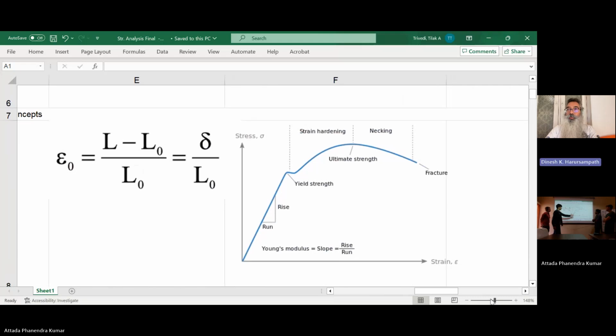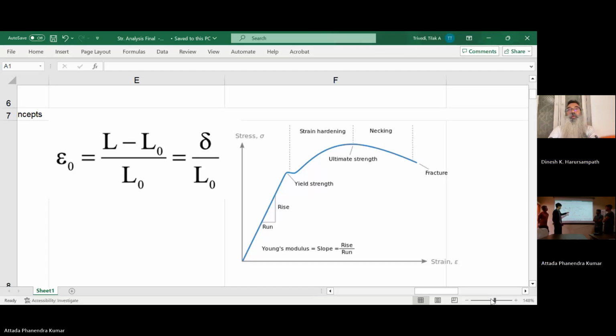I lost your audio. Are you able to hear me? Yeah, just for a few seconds, I lost your audio. Yeah, go ahead. You want me to start at this? Yes, you can start from the strain. I think I heard it till the strain.